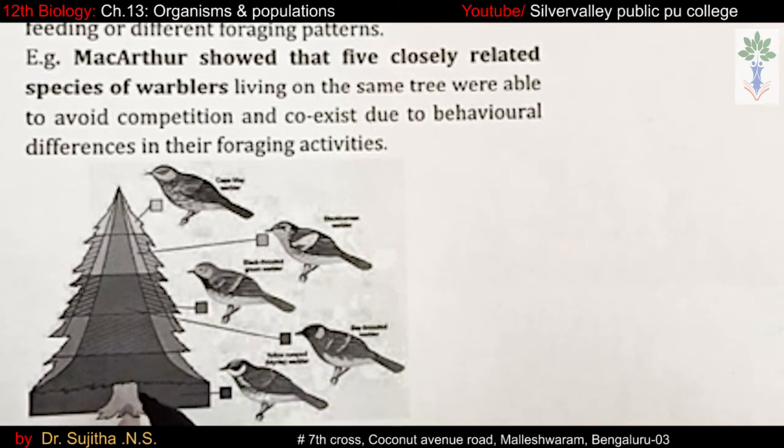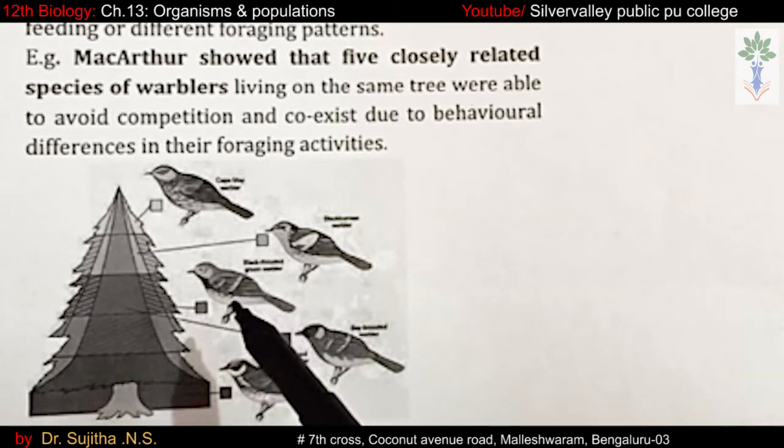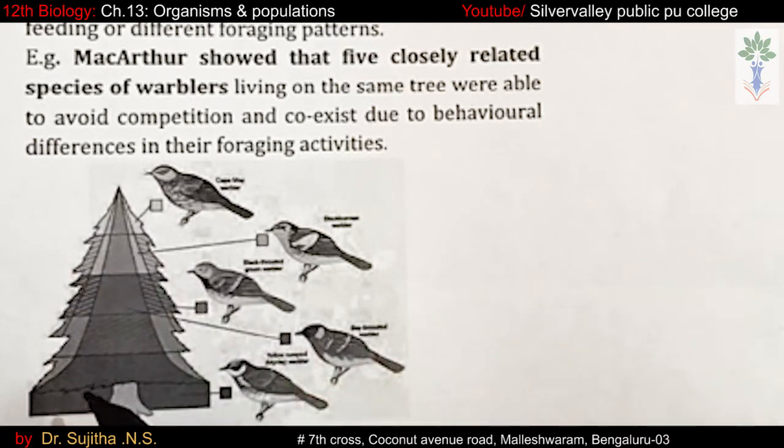Along with that, their foraging activity was also different. The time of foraging was also different, and the nesting time was also different for each of these species. In this way, these warblers avoided the competition and tried to coexist living in the same tree.